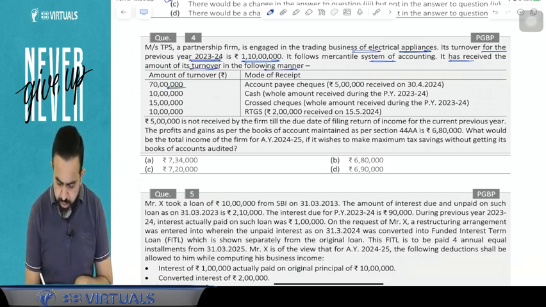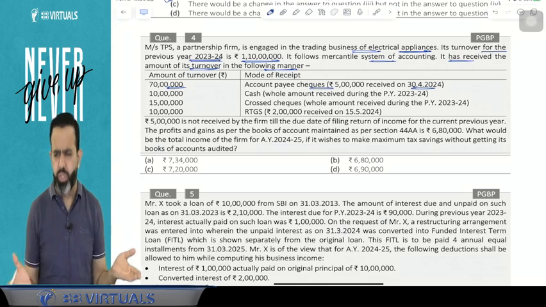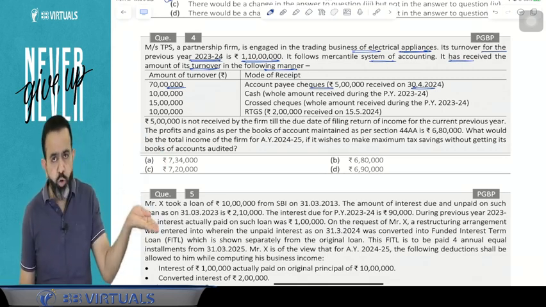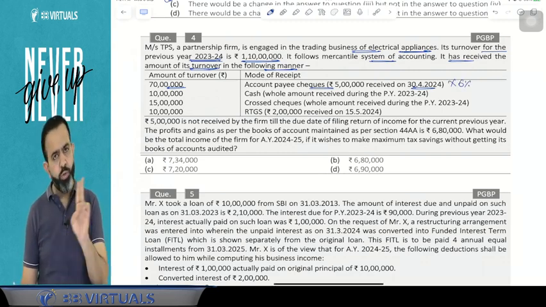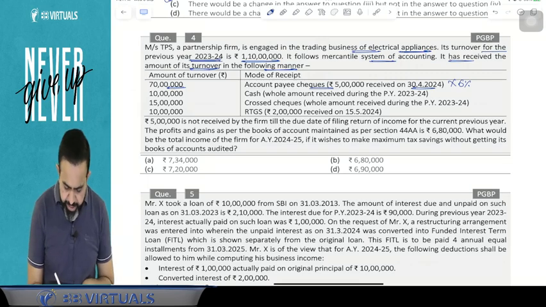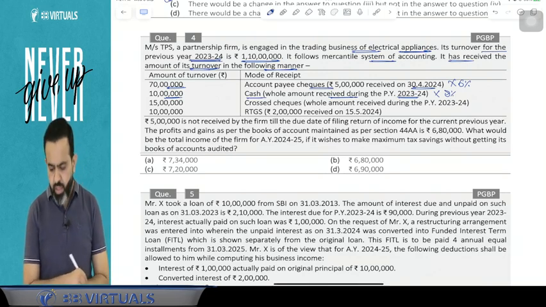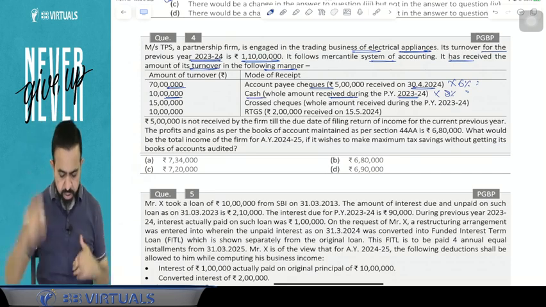70 lakh turnover, received by account payee cheque, and 5 lakh of it is received on the 30th April 2024. No issue at all, because up to the due date of return filing, they have received it by account payee cheque. So here you will apply 6% for the purpose of 44AD. Now next part. 10 lakh they received in cash, and the whole amount was received in the current year only. So for cash, there is 8%. So 8% is your PGBP income.